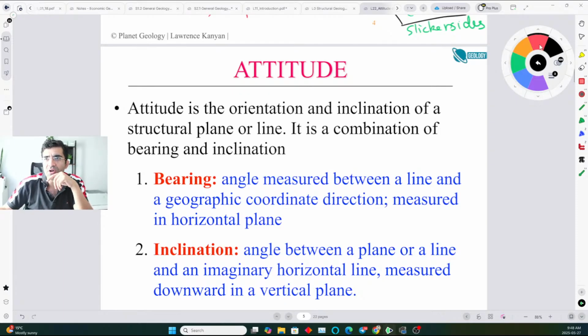All right. So next comes the concept of what we call attitude. So what is the definition of attitude? For planes you use the terms dip and strike. For lines you use trend and plunge. So when defining these terms, you're trying to define the attitude. Attitude is kind of an umbrella term. Under attitude you have dip, strike, and trend and plunge, those kinds of things.